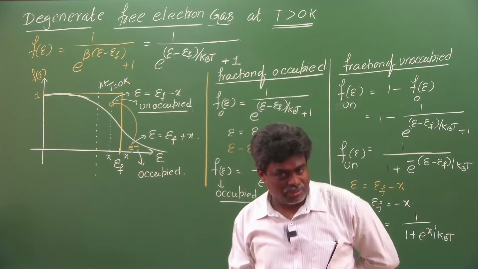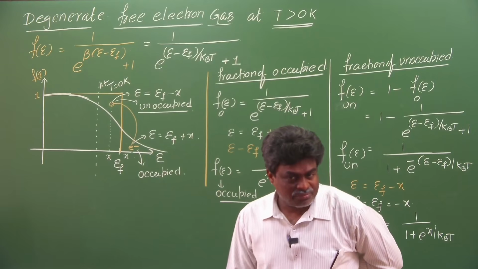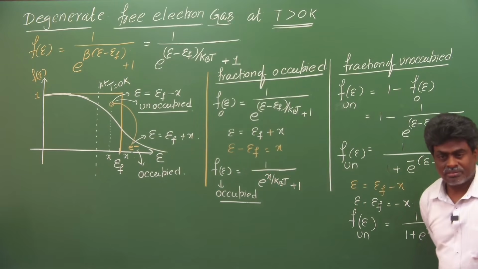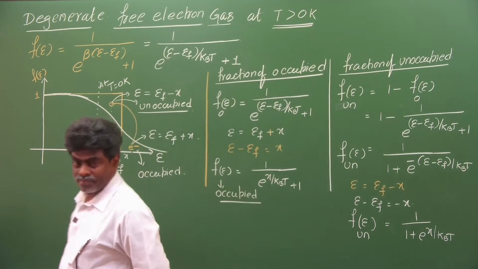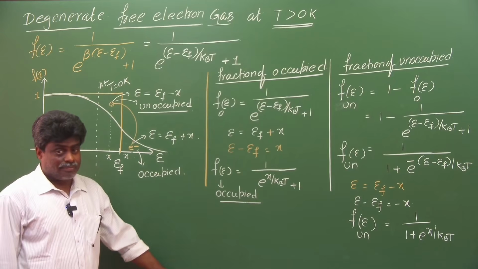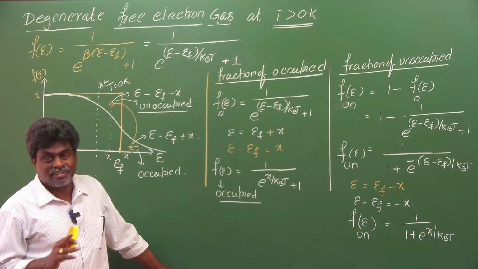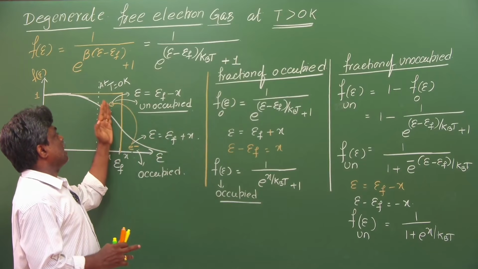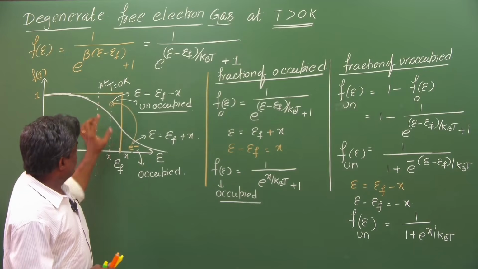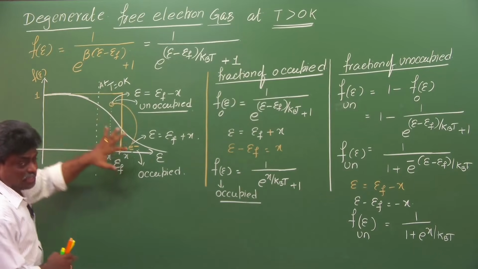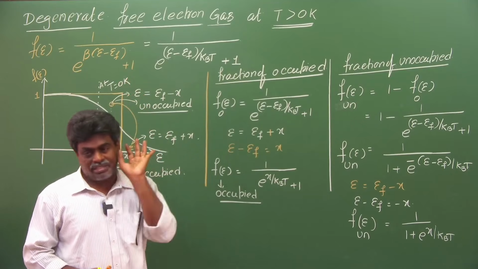Then they will ask this one: as the temperature increases, what will happen to that curve? What is your answer? Equally means what? Some word is there. Symmetric. Fraction of unoccupied equal to fraction of unoccupied. Then this curve, the distribution curve, will be symmetric about the Fermi level. That is the point you have to say.